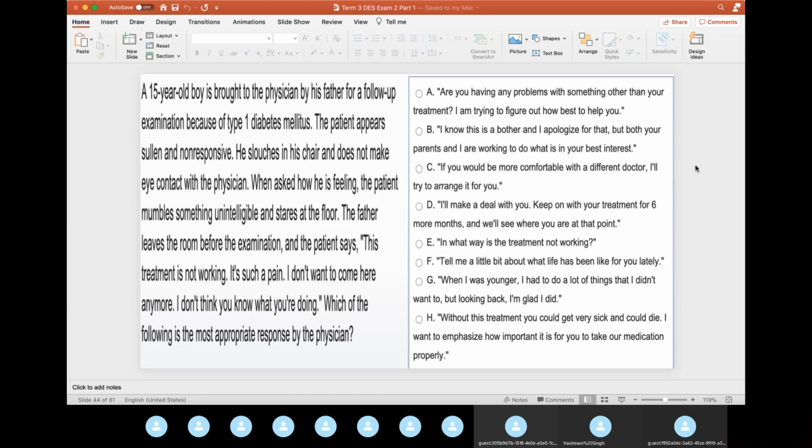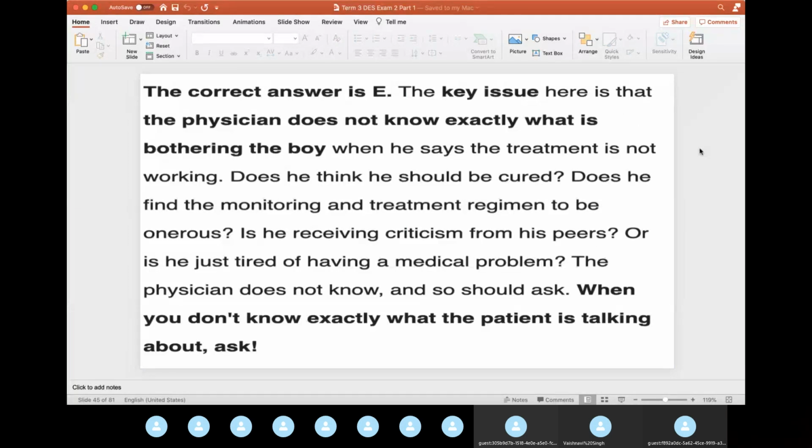And we're thinking, are we all thinking E? Yes? Oh, yeah, okay. I agree. You all agree? Uno, dos, tres. It is E. So the key issue here is that the physician does not know exactly what is bothering the boy when he says the treatment is not working. Does he think he should be cured, or does he find the monitoring and treatment regimen to be onerous or cumbersome? Is he receiving criticism from his peers, right? Or is he just tired of having a medical problem? So when you don't know exactly what the patient is talking about, you need to ask, right? Ask and you shall receive, knock and it shall be opened unto you, according to the good book.